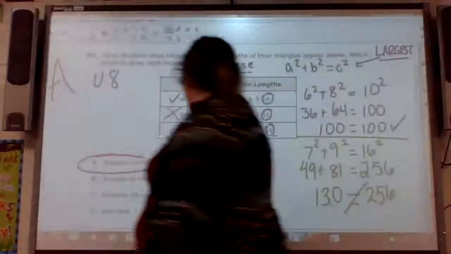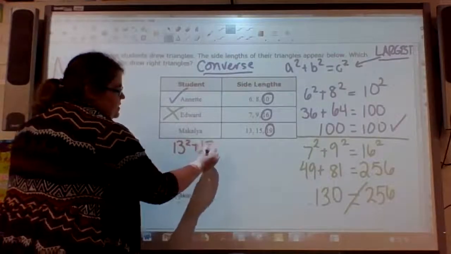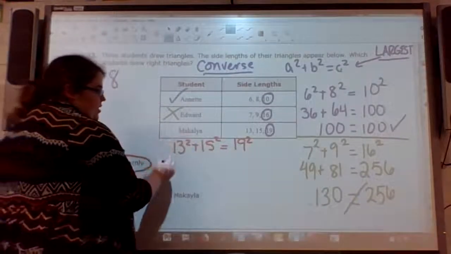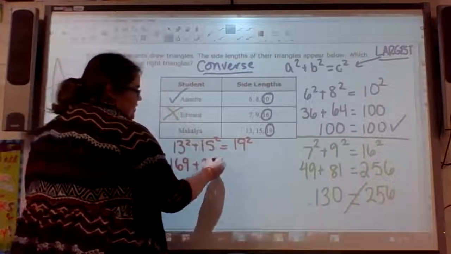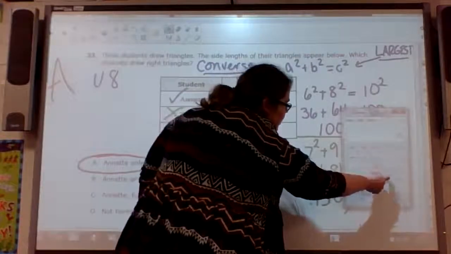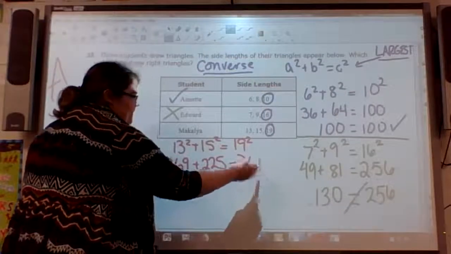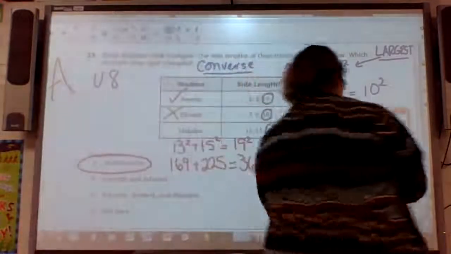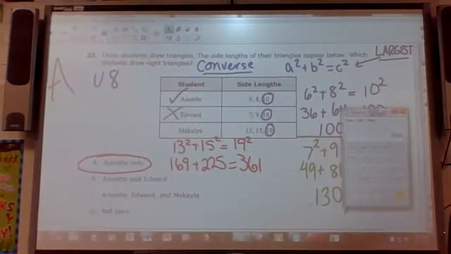And then I'm going to do Michaela. Michaela is 13 squared plus 15 squared equals 19 squared. 13 squared is 169. 15 squared is 225. 19 squared, 19 times 19 is 361. So now I'm going to add those. 169 plus 225 is 394.